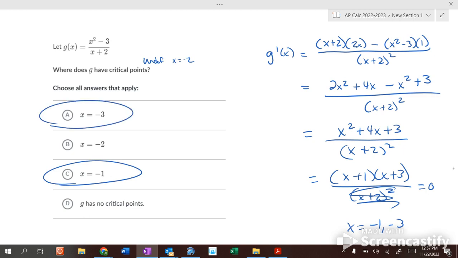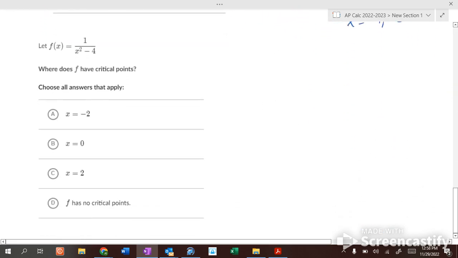Now, our first derivative is undefined at -2, but if it's also undefined at the same place our original function is, then it's not a critical number. So that's not a critical number. Now, if this was something different than that, then it would be a critical number. So, you need to know that.